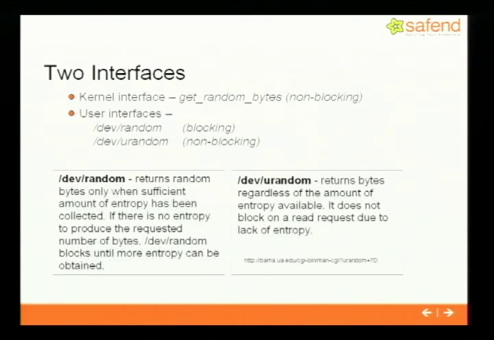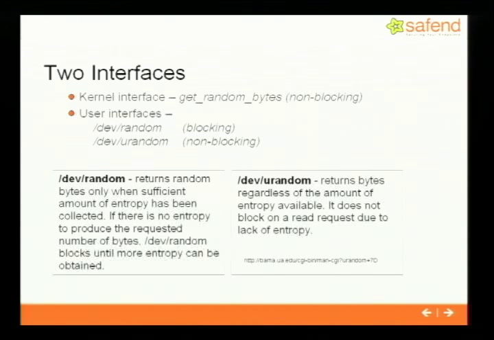Regarding functionality, there are two interfaces, one in the kernel and one for users. The one for the kernel is called getRandomBytes. That's a C function, which is used by any kernel function that needs random bytes. For example, the TCP sequence numbers are using this function.